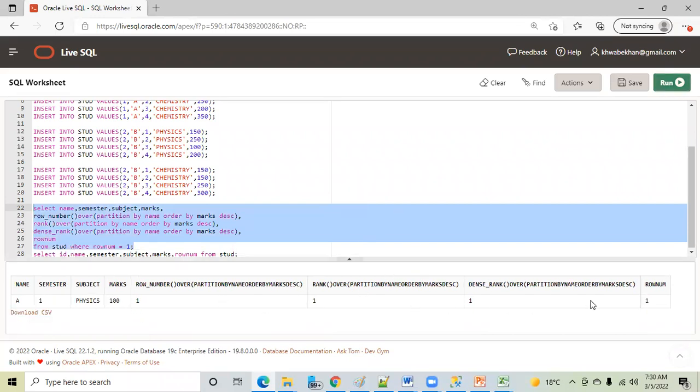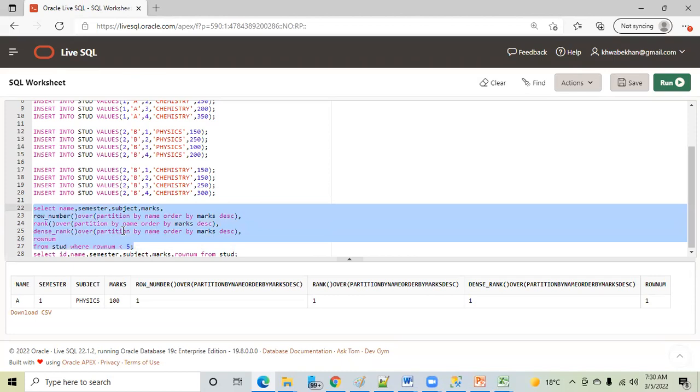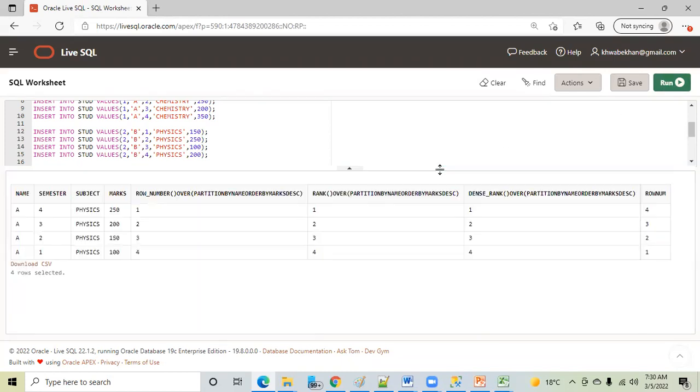You got the first record where row number was 1. Or I can do it like this: less than 5. Got 4 records.